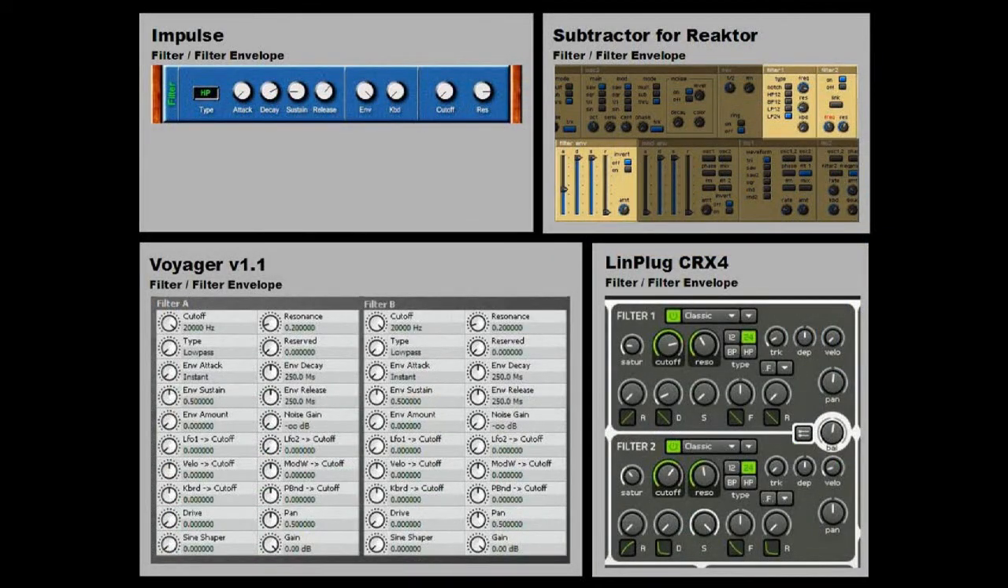Now the filter section, used to alter the basic signal by filtering out or removing portions of the frequency spectrum. Now Impulse only has one filter and envelope, while the rest have two filters and envelopes.